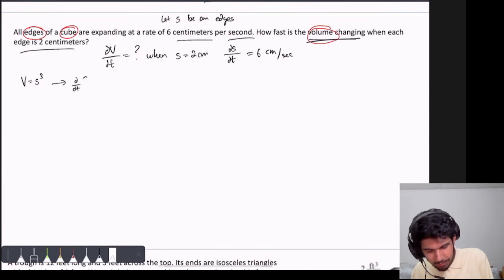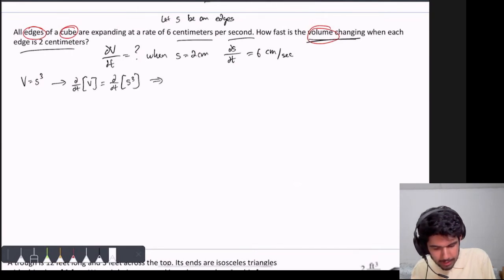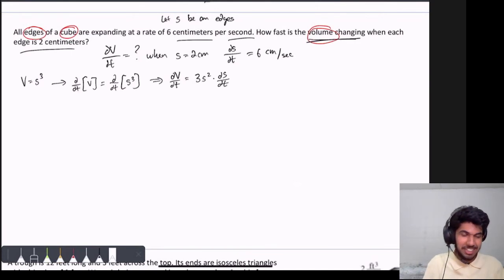d/dt of V equals d/dt of s cubed. And that tells us dV/dt equals 3s squared times ds/dt. So I did some chain rule implicit differentiation really quick there. But the thing is, we realized that the variables don't match, so that tells us to use implicit differentiation.